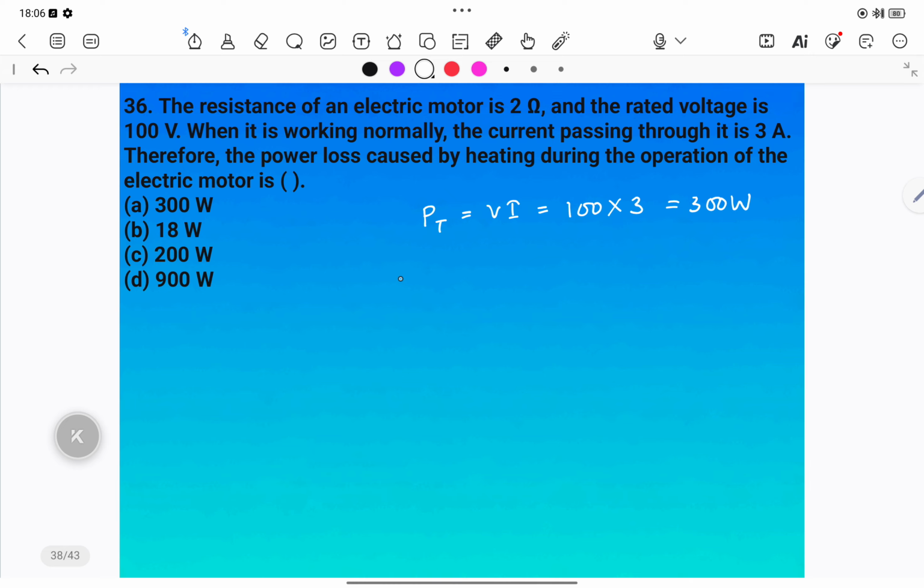Out of which the power loss is I square into R. I is given as 3 ampere, that is 3 square, into R. Resistance is given as 2, so it will become 18 watt. So from 300 watt, 18 watt of power is lost by the electric motor, so option B is correct.